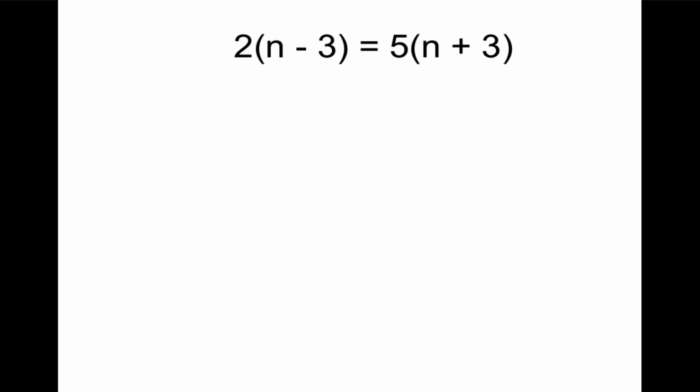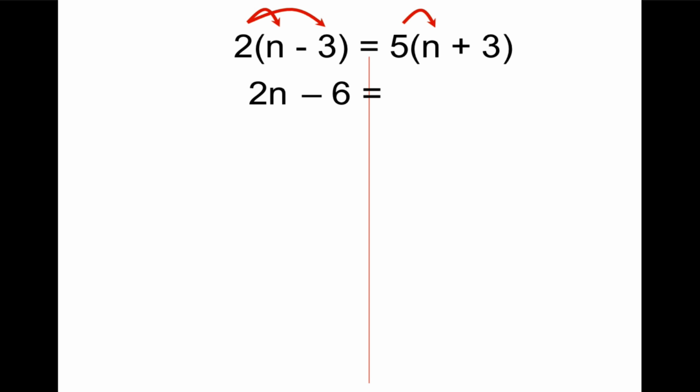Here's an example. You'll see problems like this from time to time where first you need to distribute. Then you'll have the variable on either side. So this is really about a four-step equation. So let's begin by distributing the 2. 2 times the quantity of n minus 3. 2 times n is 2n. 2 times negative 3 is negative 6. That's going to be equal to 5 times the quantity of n plus 3. So 5 times n is 5n. 5 times 3 is 15.